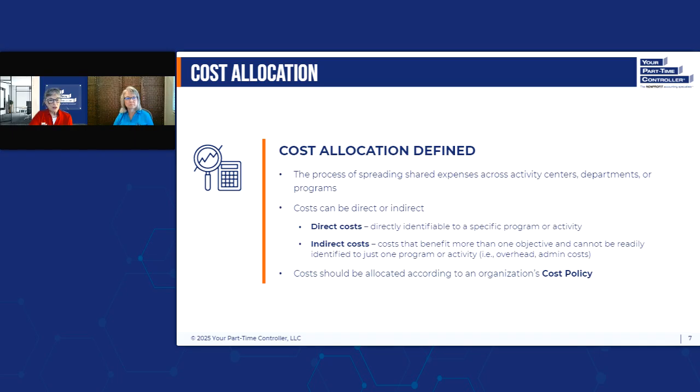Most organizations should have a cost policy outlining their cost allocation methodology. As we will see, payroll and related expenses are best allocated based on time and effort quite often, and facility-related expenses are allocated based on square footage quite often. This covers usually about 85% of most nonprofit expenses.